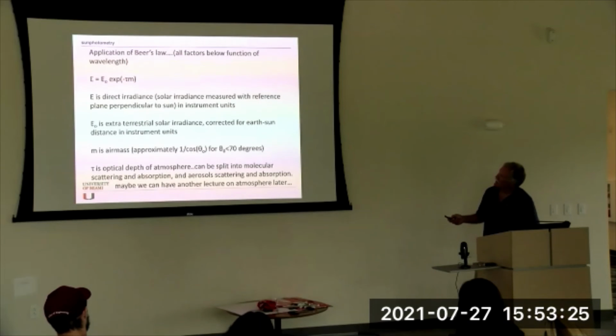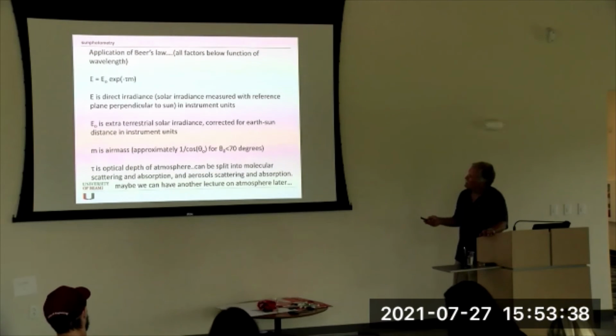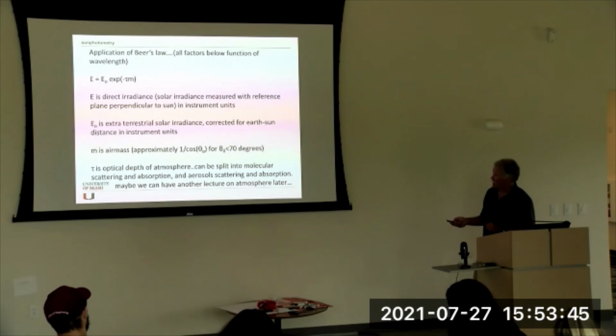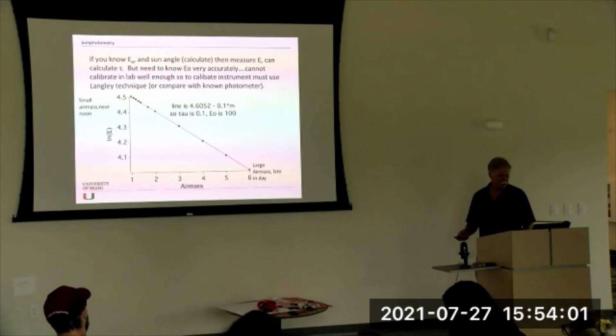So basically, the irradiance you measure at the surface with that instrument is equal to the one outside the atmosphere times e to the minus the aerosol optical depth tau times the path length m. The path length m is basically 1 over cosine of the solar zenith angle, as long as your angle is not too large. So this total tau is the aerosol optical depth of the atmosphere. You can split it into molecular scattering, absorption, aerosol scattering, absorption, and at one point we had a little lecture on it. Usually it gets dropped at some point.